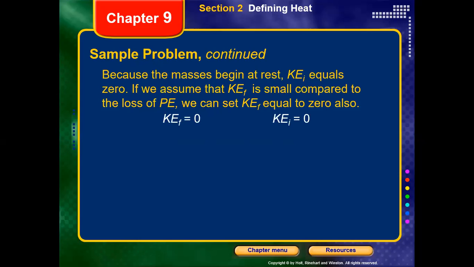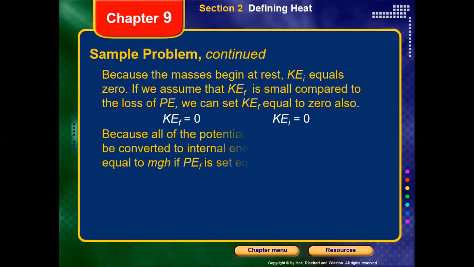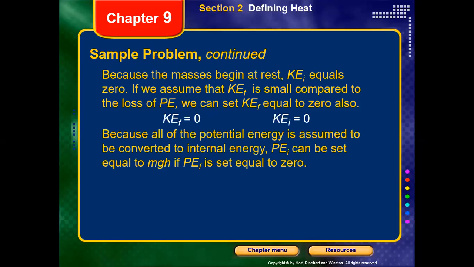So here we can say that KEF, the kinetic energy at final, is 0, and potential energy final is also 0. Okay, because all of the potential energy is assumed to be converted. All the potential energy, mgh, the potential energy measured by the equation mgh, m is mass, g gravity acceleration, h is height. The potential energy changes completely into kinetic energy.